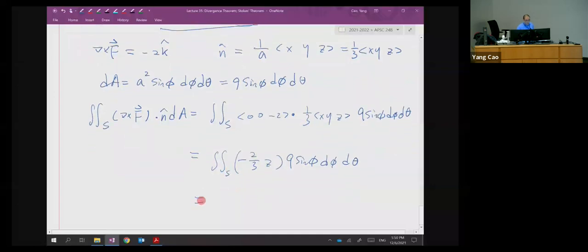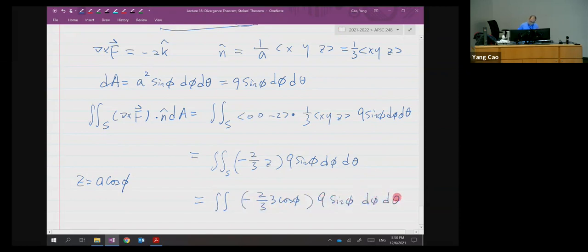And you cannot have a mix of z and phi and theta. You have to get rid of the z, right? And z equal to a cosine phi, according to the spherical surface. So then you get negative 2/3, a is 3, so cosine phi, and then 9 sine phi d phi d theta. So now everything is in terms of phi and theta.